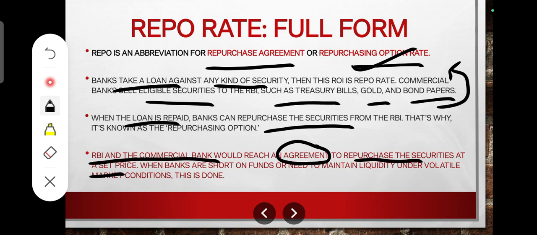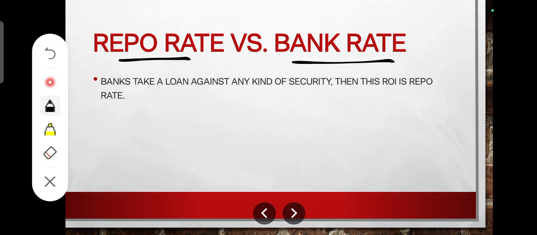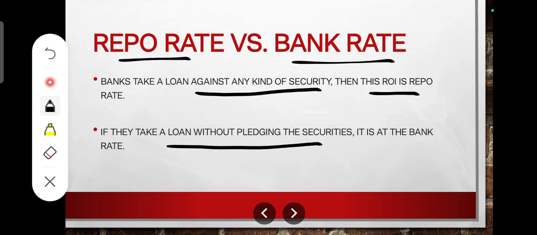So when the bank has a shortage of funds or wants to maintain liquidity, this entire system works. Generally we get confused between these two terms, what is repo rate and what is bank rate. There is a very minor difference. Whenever the banks are taking a loan against any kind of security, what are the eligible securities that we just discussed? The government securities, bonds. Whenever the bank is giving a security to RBI, it will be called a repo rate. But when the loan is taken without pledging the securities, it will be called a bank rate.